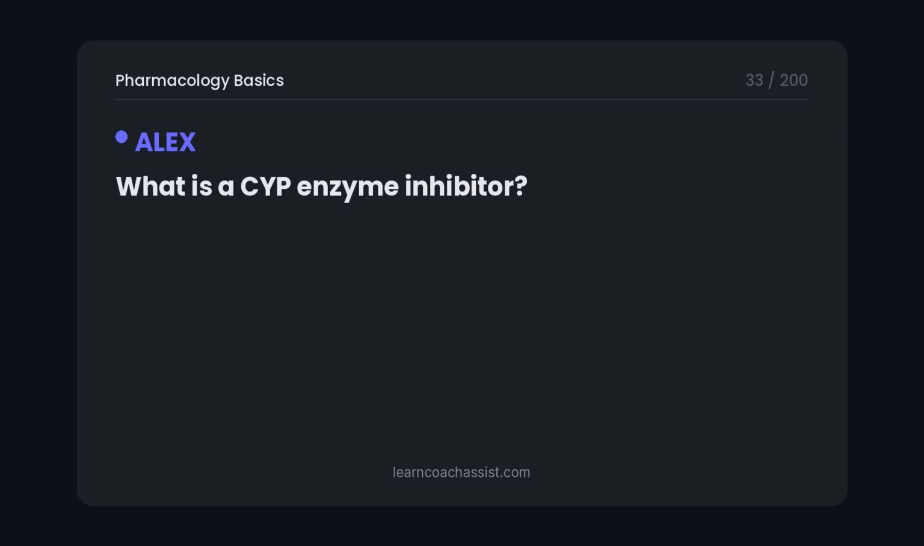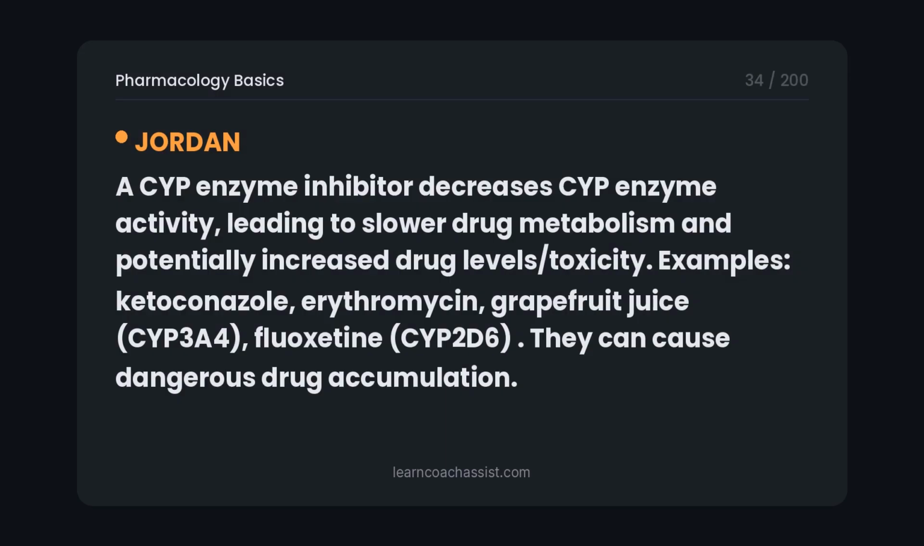What is a CYP enzyme inhibitor? A CYP enzyme inhibitor decreases CYP enzyme activity, leading to slower drug metabolism and potentially increased drug levels/toxicity. Examples: ketoconazole, erythromycin, grapefruit juice, CYP3A4, fluoxetine, CYP2D6. They can cause dangerous drug accumulation.